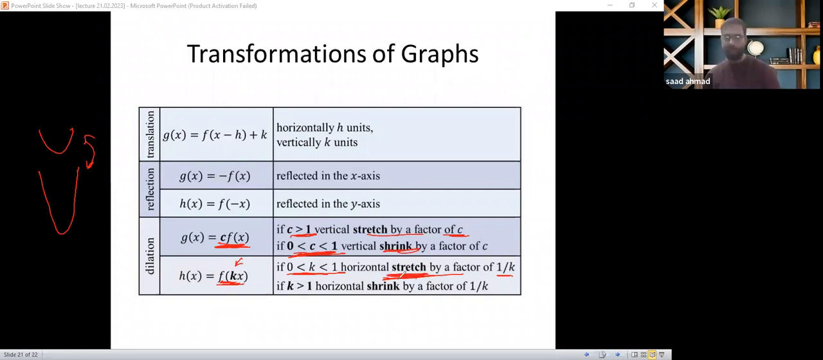If you multiply by a fraction, a number in between 0 and 1, it's a stretch, and if you multiply by a number k greater than 1, then it's a horizontal shrink by the factor of 1/k. It's not a shrink or stretch by the factor of k, but instead by the factor of 1/k. Let me show you an example.